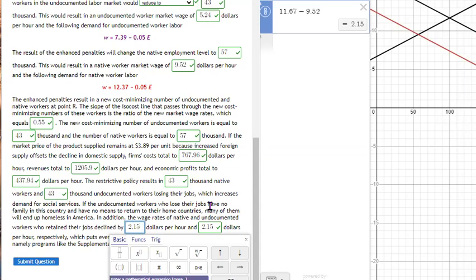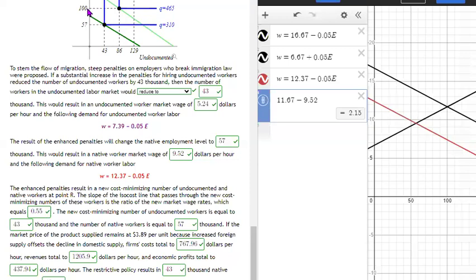We also saw a massive layoff of native-born workers, so unemployment is also higher. There were 100,000 native-born workers working before the restrictions on undocumented workers were in place. 57,000 are now working, so 43,000 native-born workers lost their jobs. The same number of undocumented workers lost their jobs. And a lot of them, if they didn't have family, don't have much money and can't get back to their home country, so maybe a lot of them end up on the street. And maybe that's an explanation of why we have so many homeless people in California.